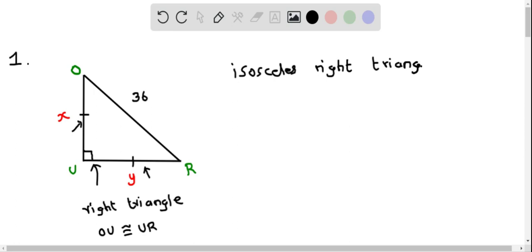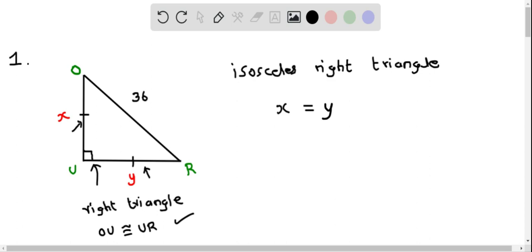So in any isosceles right triangle, the two legs are congruent. As we already indicated, the two legs are congruent. Here, the two legs indicated by OU and UR, where X is one of the legs, and therefore X is equal to Y. So first we have this relation X equals Y.